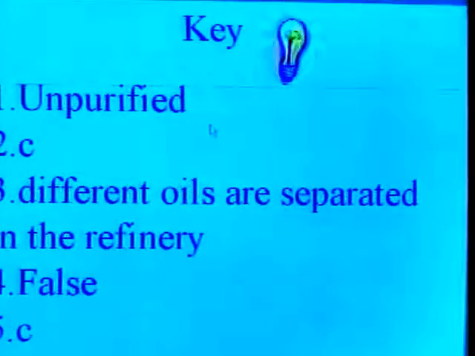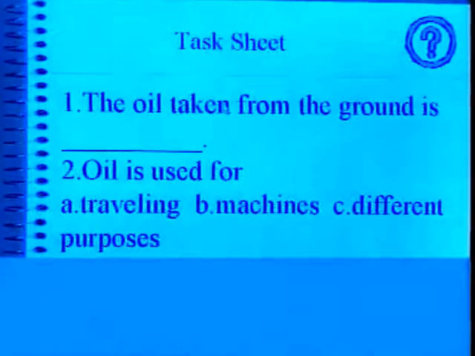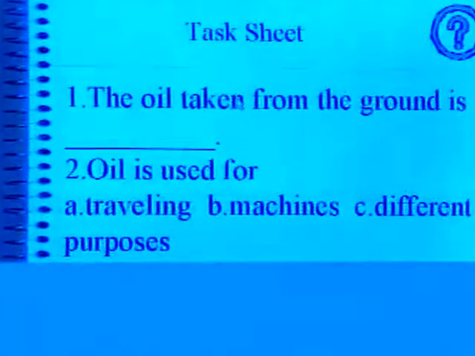Check your answers with the key provided here. Question number 1 is a direct question. That is, the oil taken from the ground is unpurified. Question number 2. The answers A and B are not false, but not true according to the passage. Oil may be used for traveling and to run machines, but it is used for many more purposes. Hence, eliminate the answers A and B, and the correct answer is C.